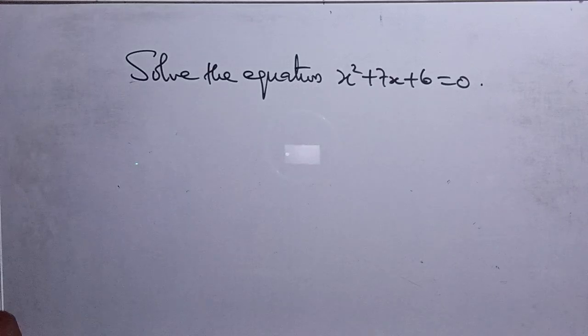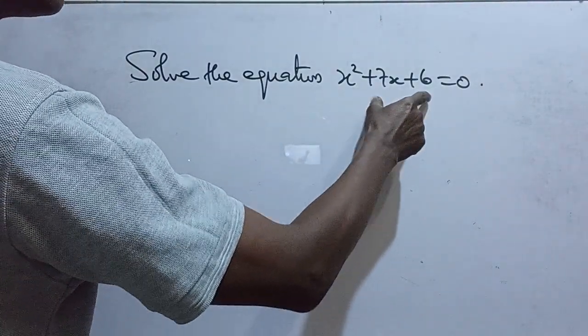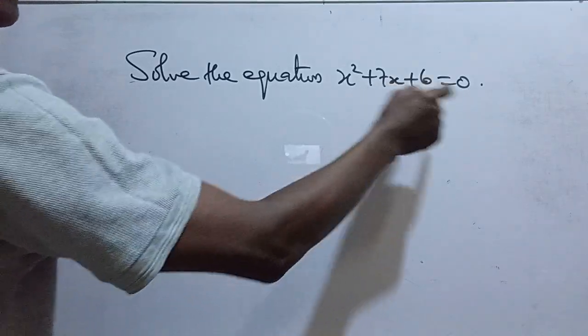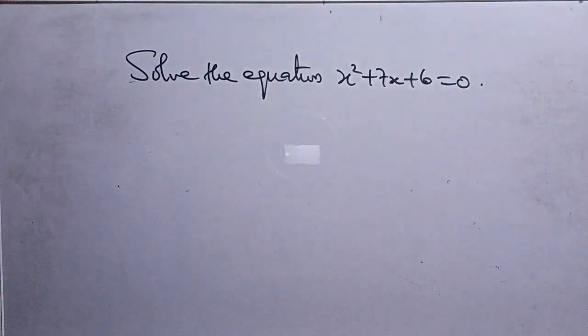We have the left hand side of the equation. We have the right hand side of the equation. So x squared plus 7x plus 6 is the left hand side of the equation. Zero is the right hand side of the equation.